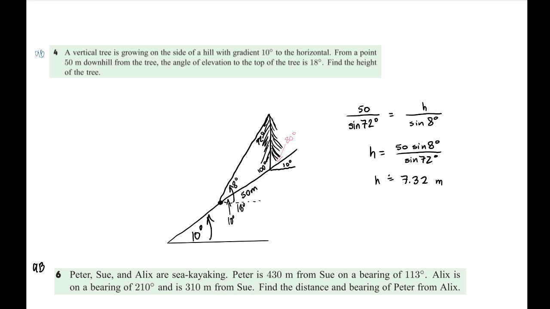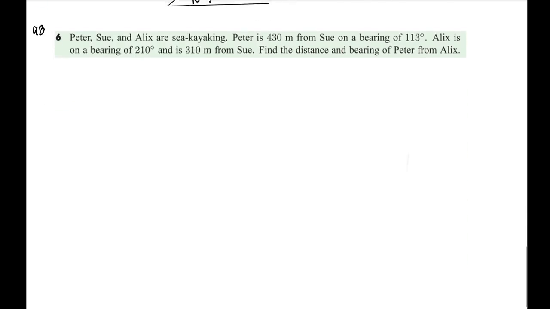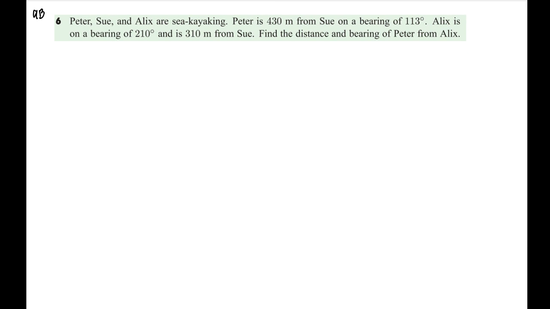So 9B, number 6. Peter, Sue, and Alex are sea kayaking, as one does, but hopefully not in this season. Peter is 430 meters from Sue on a bearing of 113 degrees. Alex is on a bearing of 210 degrees and is 310 meters from Sue. Find the distance and bearing of Peter from Alex. Yes, the word problems and the parsing of the language strikes again. Okay, so we've got these three people. We have Peter, we have Sue, and we have Alex.